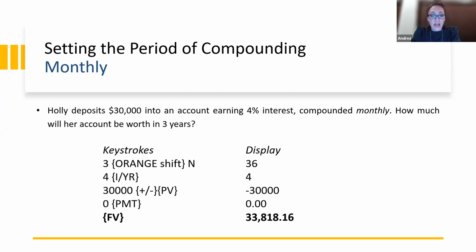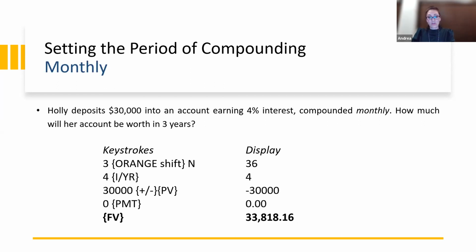All right. And so in this case, it's the same question. Holly is doing her $30,000, earning 4%, but this time it's compounded monthly. Okay, so when you put in your 3, the orange shift button, and then the N, it displays 36 months for earning 4%. And the present value is $30,000.